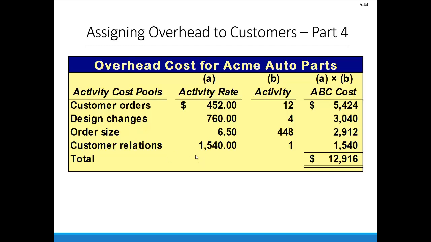That customer relations activity cost pool had an activity rate of $1,540, multiply that by just technically the one customer that we're talking about here, Acme Auto Parts, and there's our cost of $1,540. So that would be total cost assigned to this customer throughout this period of $12,916. We can use that then in theory to figure out how profitable we are in serving this customer.